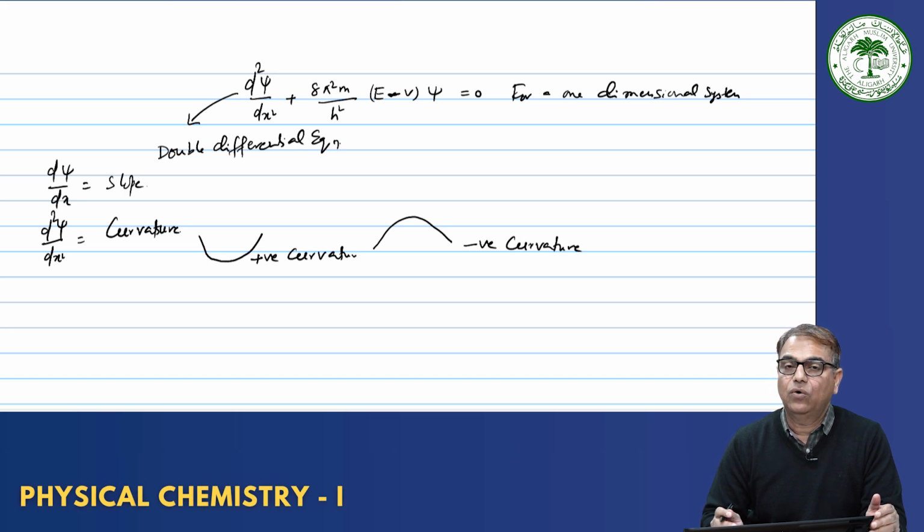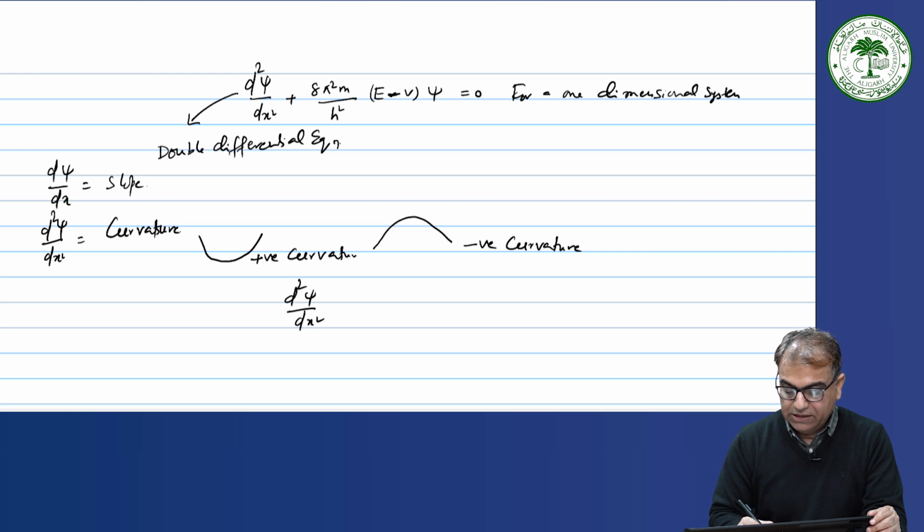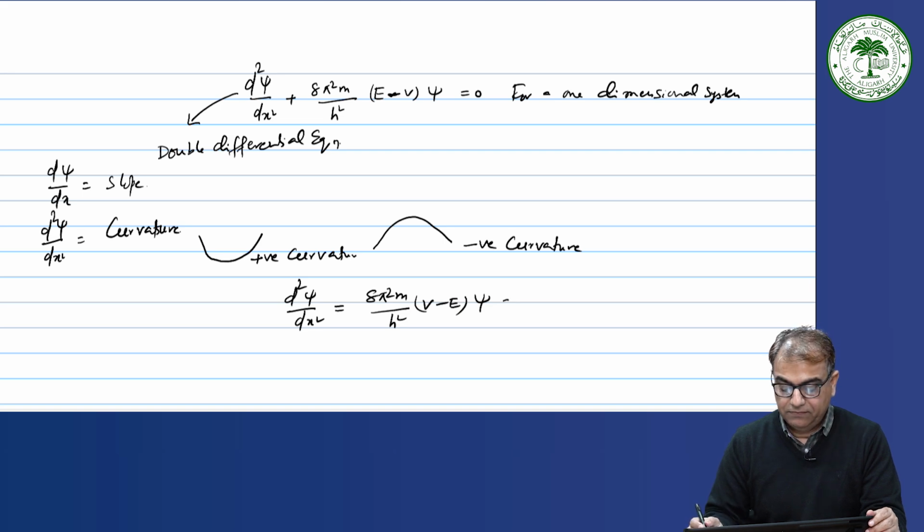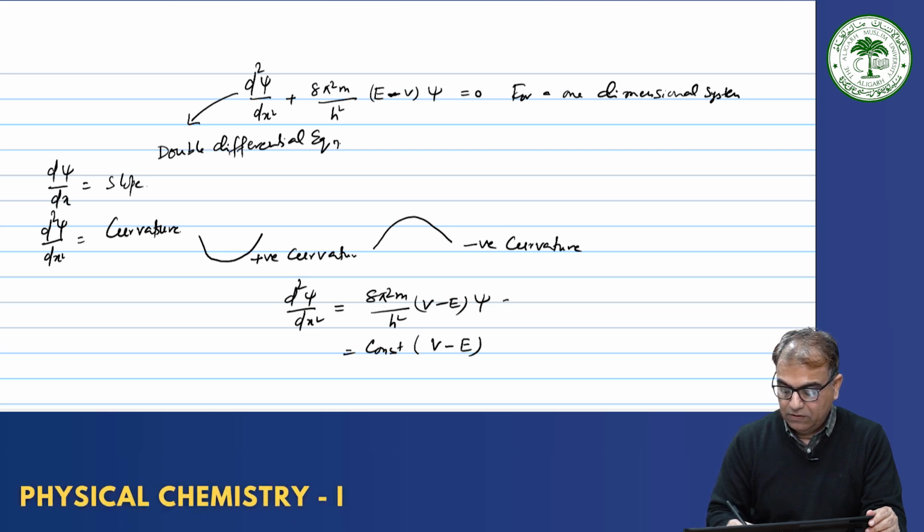I'm just telling you how qualitatively you can predict the shape of the wave functions. If I write this as d square psi by dx square is equal to 8 pi square m by h square times (V minus E) psi, then we can do this. This is a constant. You have (V minus E) psi equal to d square psi by dx square, and this is the curvature.